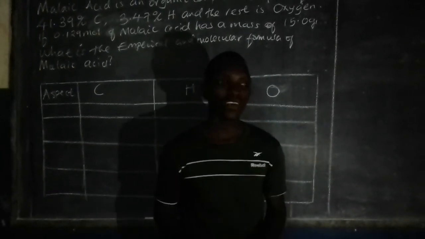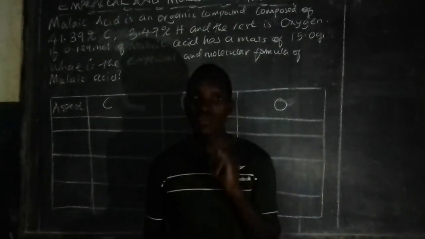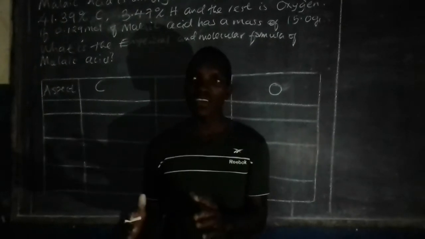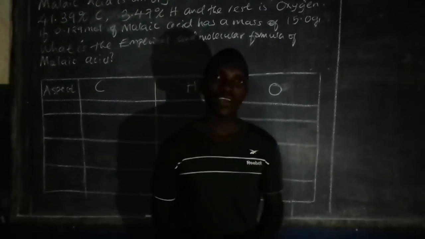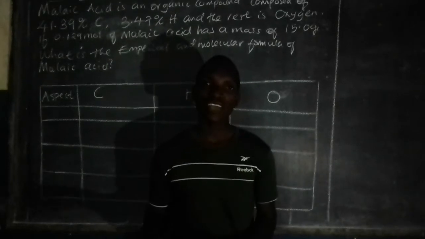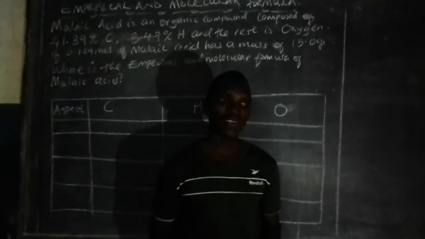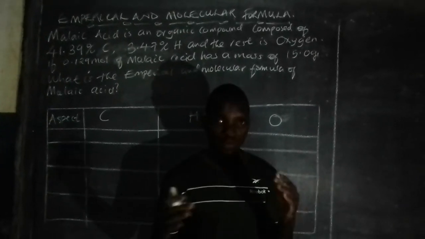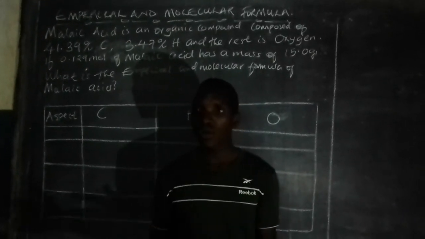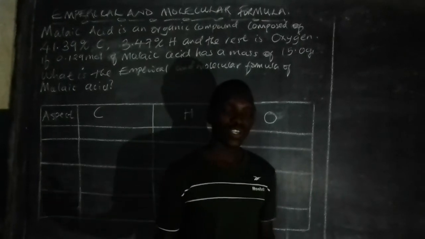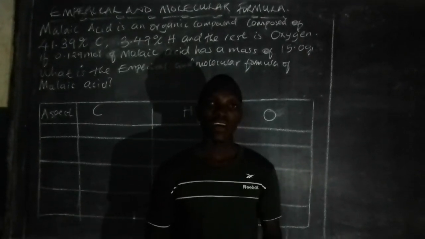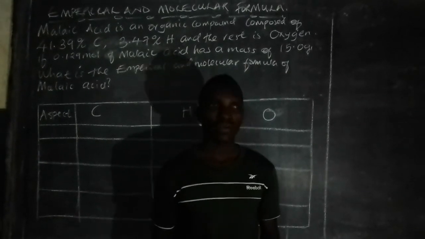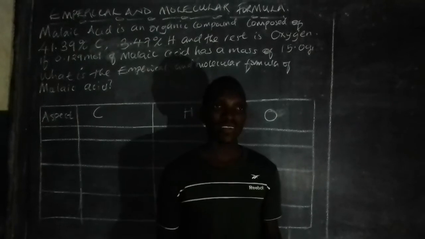Now, when you're looking at empirical formulas, it is always important for you to know the percentage composition of the given components of that particular compound. By components, I mean the elements found in that compound. So we have a good example here that is going to demonstrate how empirical and molecular formulas can be calculated. You have to follow through the procedure on how this is done.